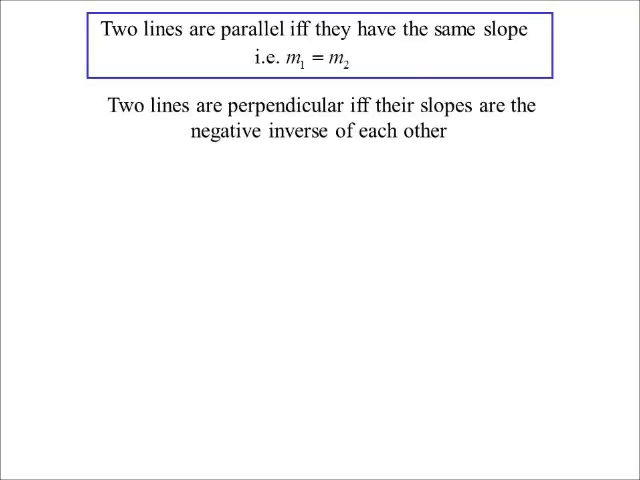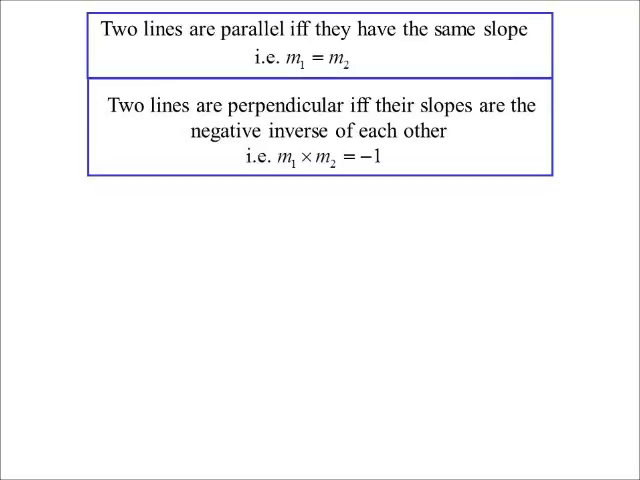And two lines are perpendicular, and again, it works both ways. If the slopes are the negative inverse of each other, or the way we more often think about it is we multiply the slopes together and we get -1.